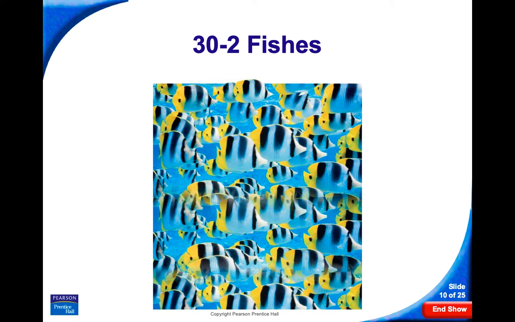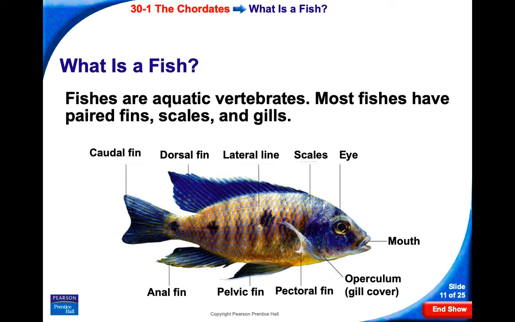So what is a fish? First of all, there's a ton of variety in terms of what counts as a fish. We're going to find that there are 3 subgroups within fish, but for the most part, they are aquatic vertebrates. And their main characteristics are they have paired fins, they have scales, and they have gills. Now, not all fish have all of these characteristics. Just keep that in mind. For example, catfish don't have scales, but they have the other 2 traits. But these are common for the majority of what we would consider a fish.